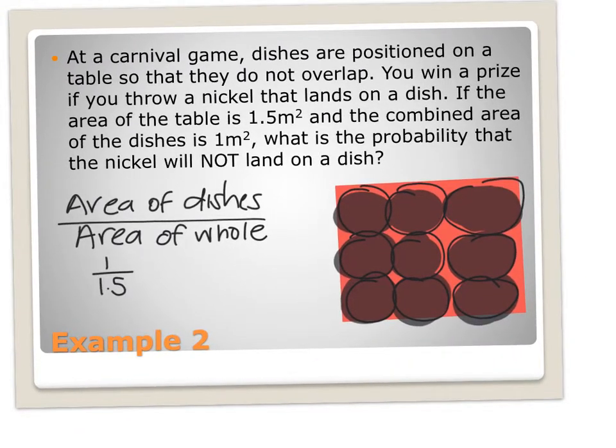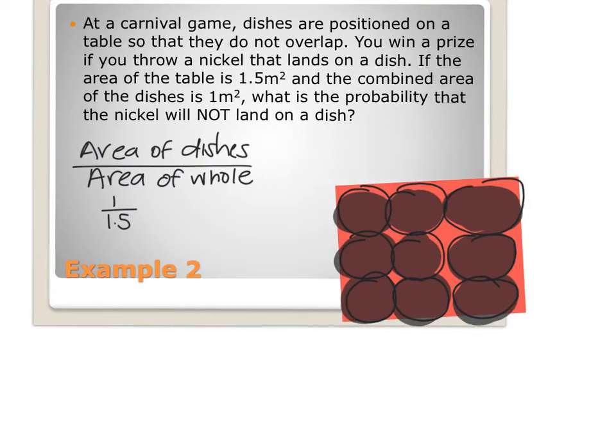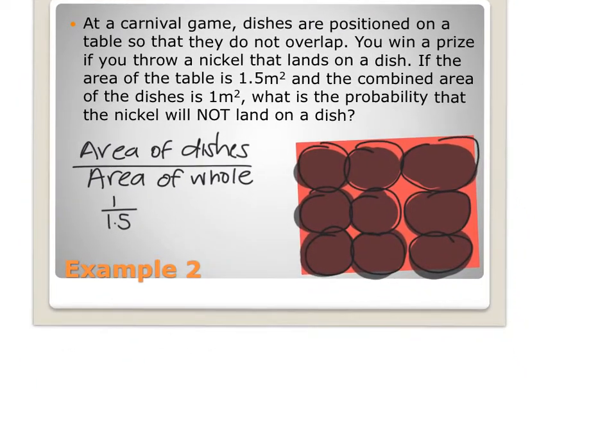But what's the question asking? That it won't happen. So what's the area in which it wouldn't be a dish? 0.5. If I take that total area and subtract from it the 1, it would be 0.5 over 1.5. But we cannot leave decimals in fractions. How do I get rid of them?